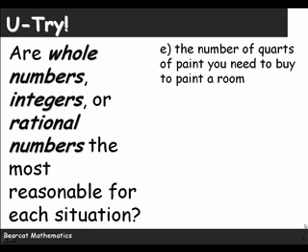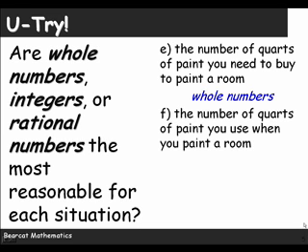I'll go a little slower on this, and you try to say what the answer is before I do. The number of quarts of paint you need to buy to paint a room. Well, when I go to the store, I can't buy a partial quart. I can't buy a negative amount. I guess that would just be me giving them money and not getting anything in return. That'd be kind of silly. So that would have to be whole numbers. 0, 1, 2, 3, etc.